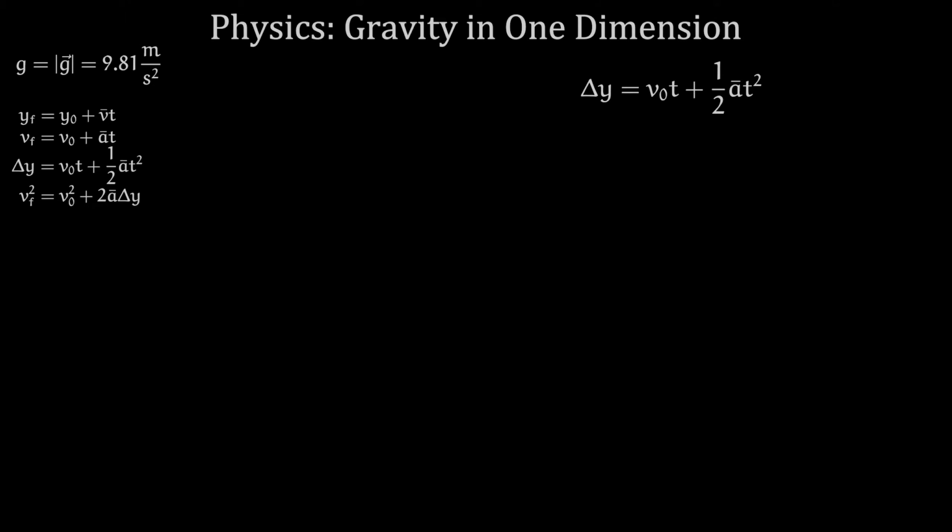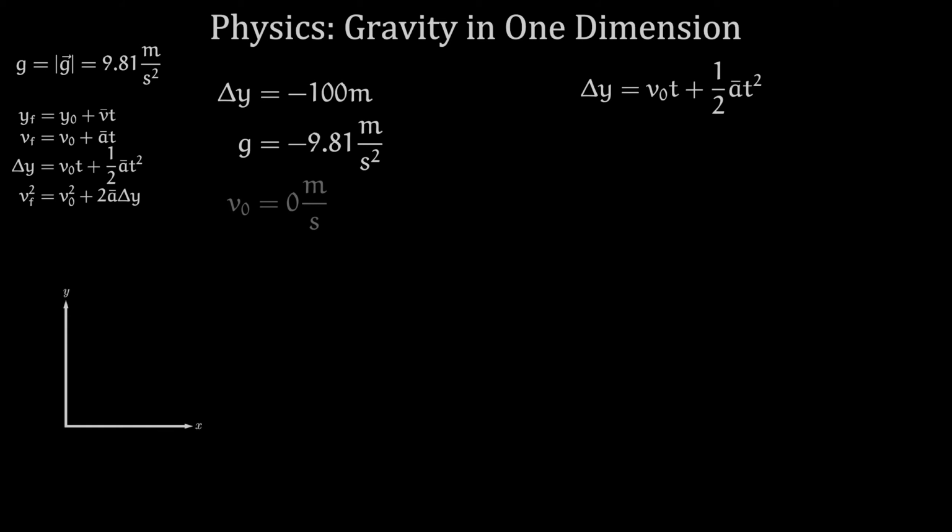First, let's choose the standard coordinate direction of up to be positive. This makes the final y position a negative 100 meters and the gravitational acceleration a negative 9.81 meters per second squared. We also know that we are dropping the ball and not throwing it, so we are not giving it any initial velocity. Said another way, when we drop something, its initial velocity is equal to 0.